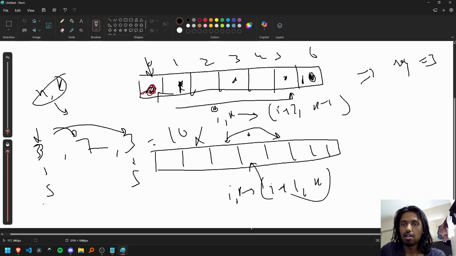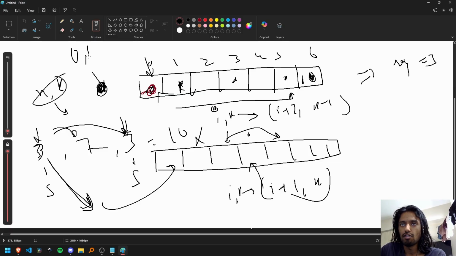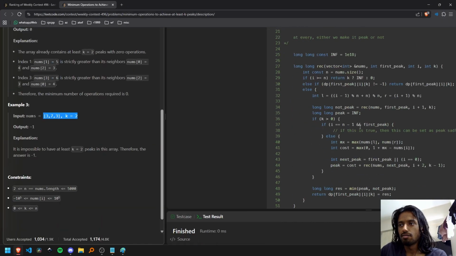So because of this circularity, what I did was, I also maintained whether I made the first element a peak as a separate state, and I pass that into the recursion. Basically, if I reach the last element, I'm trying to make the last element a peak, and the first element was also made a peak, which is a boolean state 0 or 1, then I won't make this a peak, right? So yeah, this was my idea.